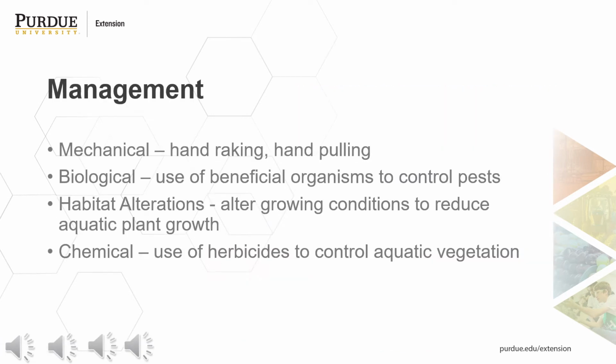Effectively managing aquatic plants usually involves one or more of these management methods: mechanical, biological, habitat alteration, or chemical. Mechanical control methods involve removing plants manually, for example by hand pulling or raking plants.